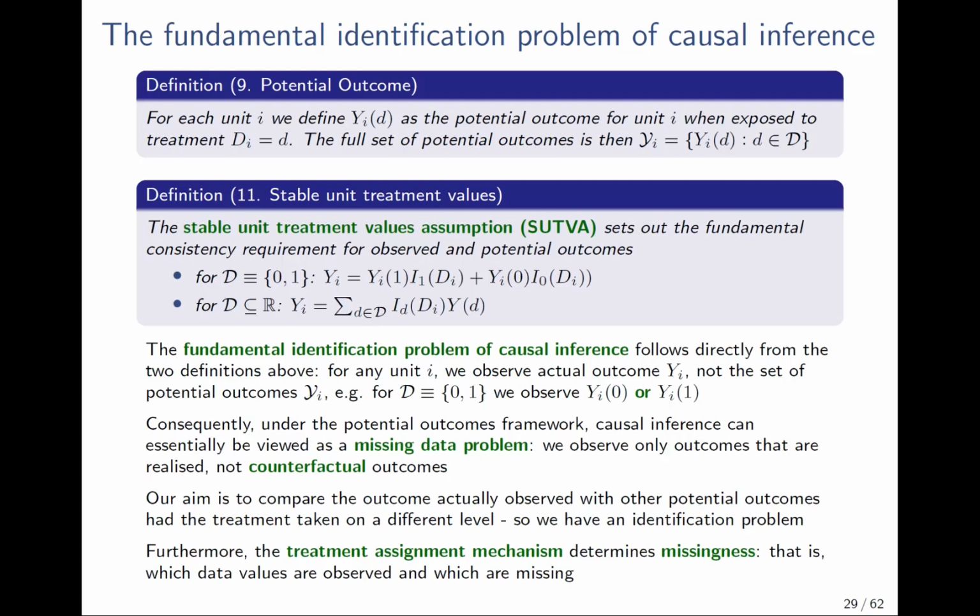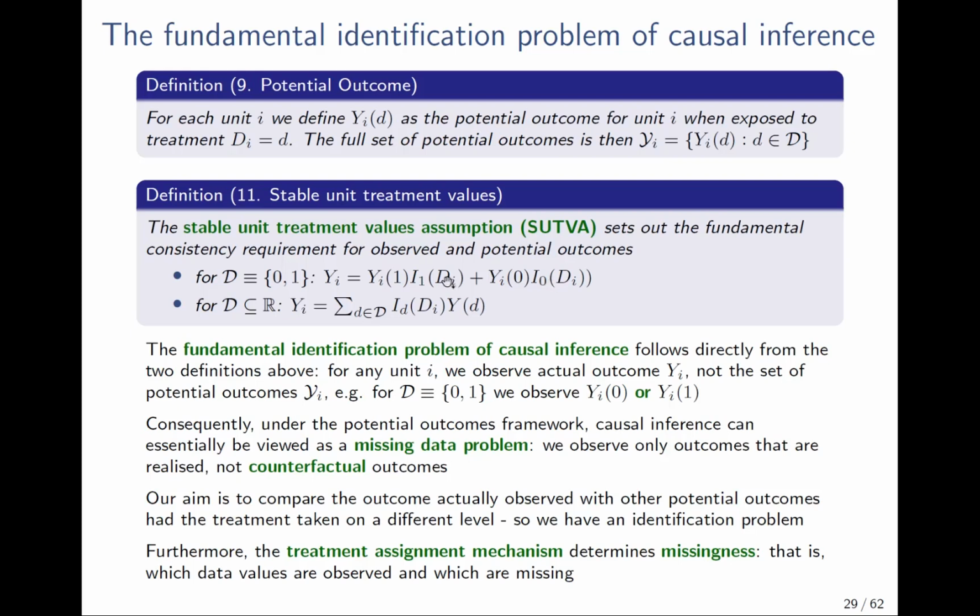Now, the second important definition concerns what's called stable unit treatment values. And the stable unit treatment value assumption, abbreviated as SUTVA, is the assumption we're going to make, and it just sets out the fundamental consistency requirement for observed and potential outcomes. So it shows us how observed outcomes relate to this concept of potential outcomes. And it's really simple. So in the binary case, if a unit is treated, we observe the outcome under treatment, and we don't observe this bit. We don't observe this potential outcome because this is going to equal 0.